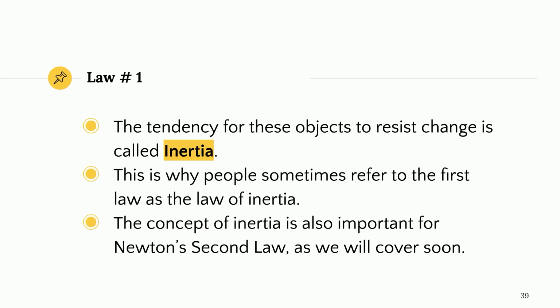The tendency for these objects to resist change is called inertia. This is why people sometimes refer to the first law as the law of inertia. The concept of inertia is also important for Newton's second law, as we will cover soon.